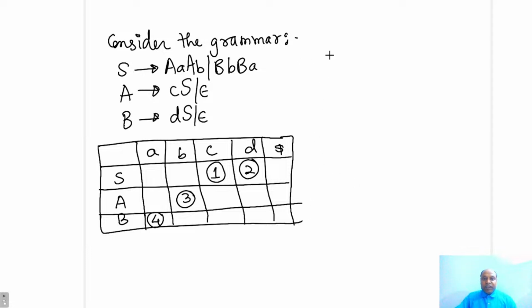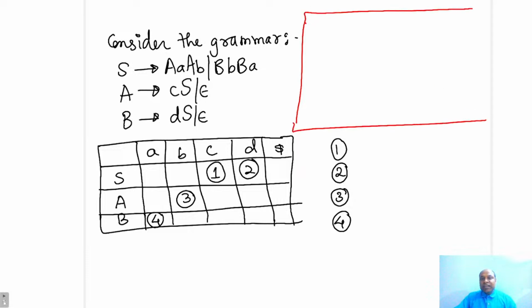Now we need to identify in place of 1 what we will get, in place of 2 what we will get, in place of 3 what we will get, in place of 4 what we will get. The particular values of 1, 2, 3, 4 in the options may vary, but we need to identify how to find them. So simply, 1 and 2 is what? If we have any doubt, we can first identify first of S.